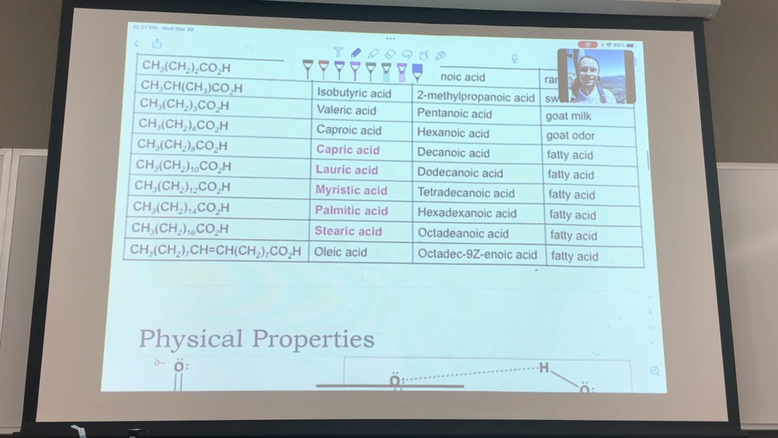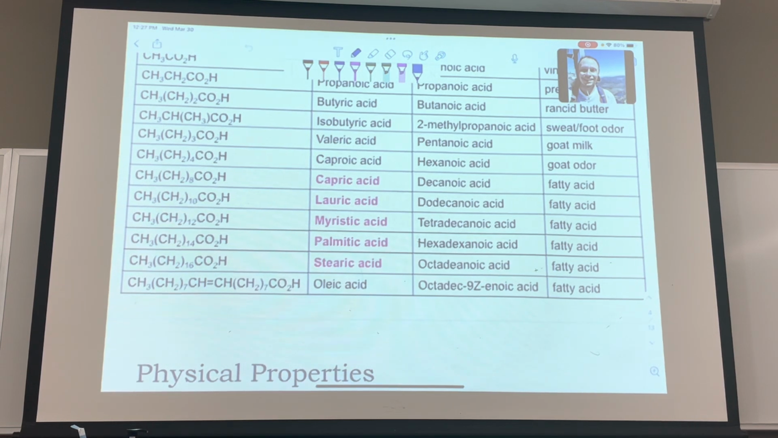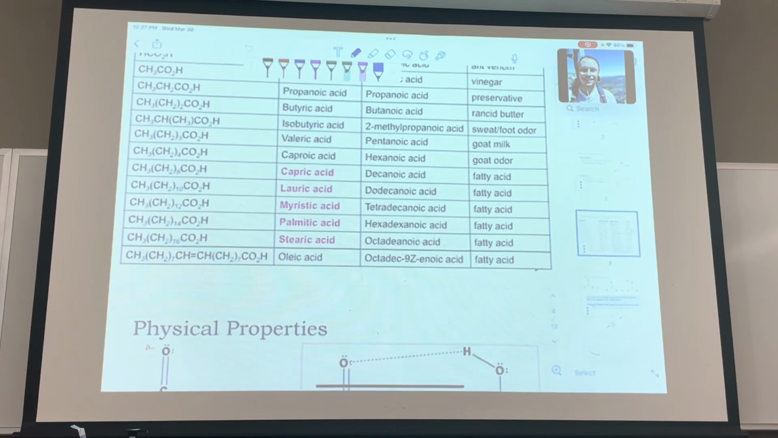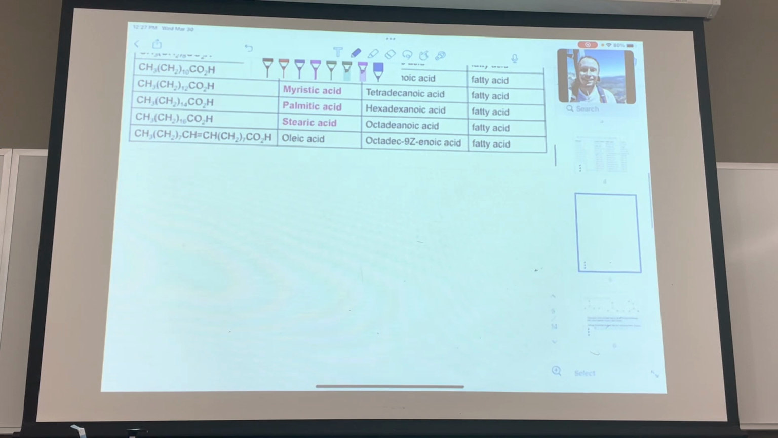Okay. The other one: sometimes people will ask what happens if you have two carboxylic acids. So for instance, what if you had something like that? IUPAC would call that ethanedioic acid. But for the smaller of these diacids, nobody ever uses the IUPAC name either.